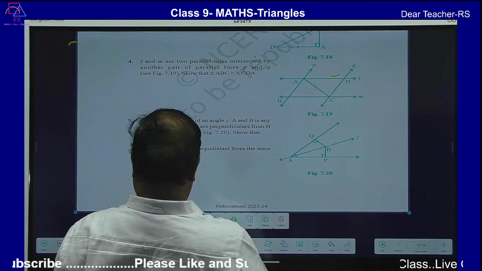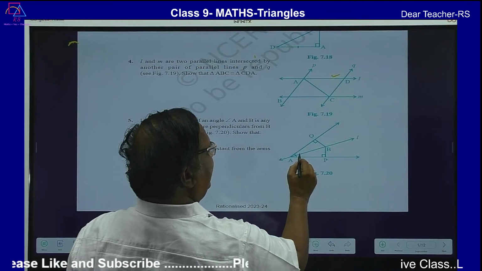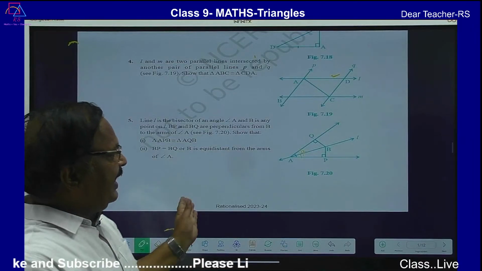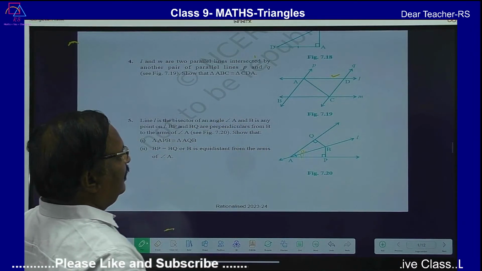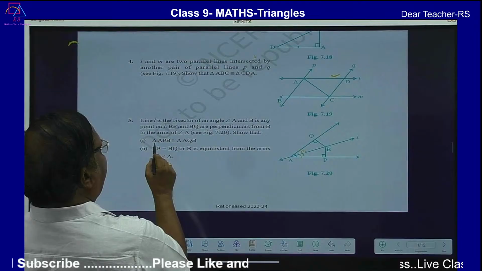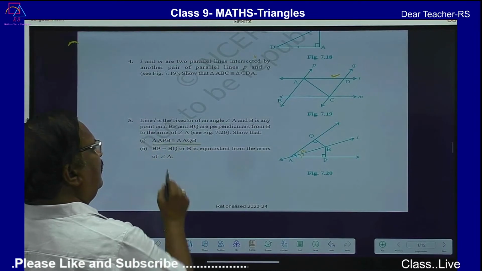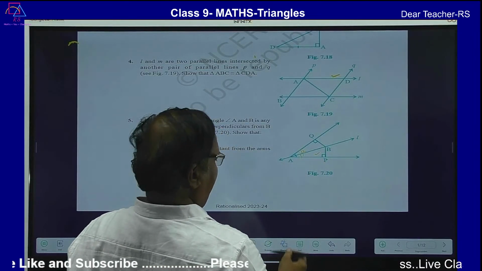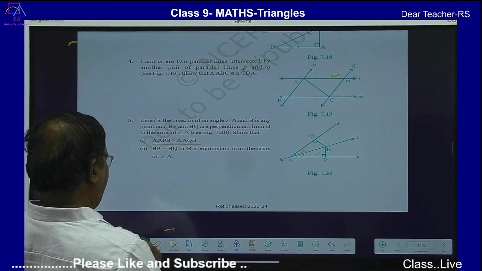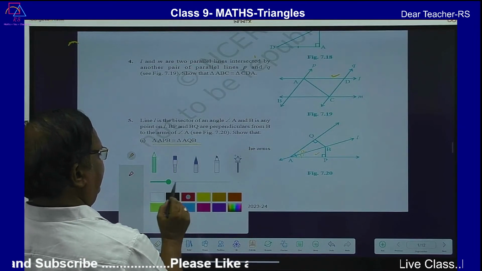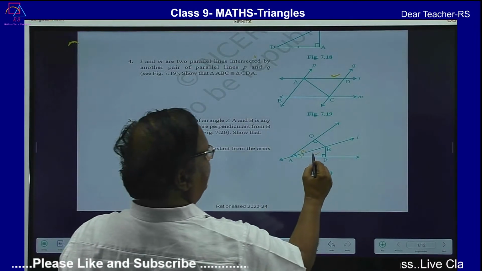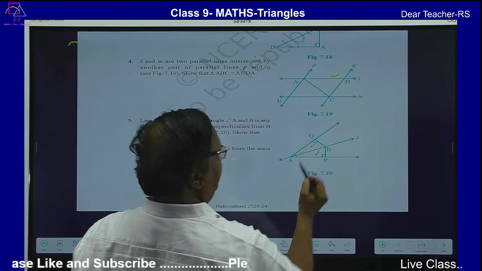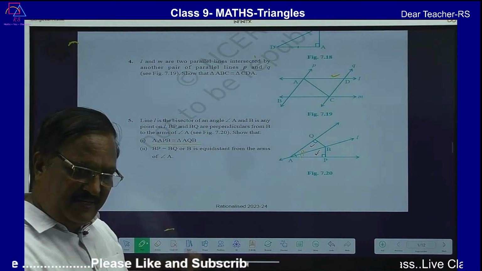So now these two angles are equal. Angle 1 is equal to 2 because L is the bisector. Now what we have to do, APB is congruent to AQB. APB, this down triangle, is congruent to, I will take the red color, this triangle APB is congruent to AQB. Those two triangles we have to prove that they are congruent.